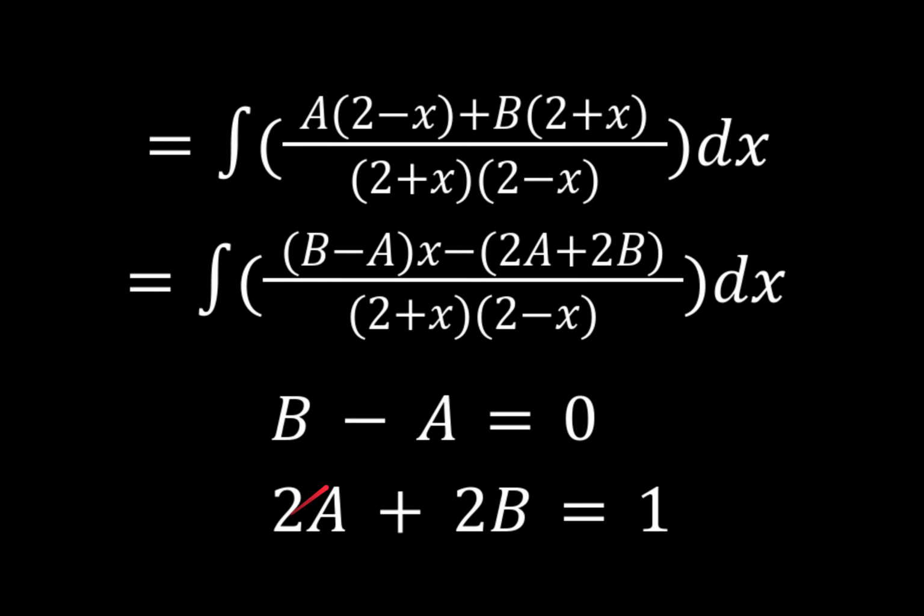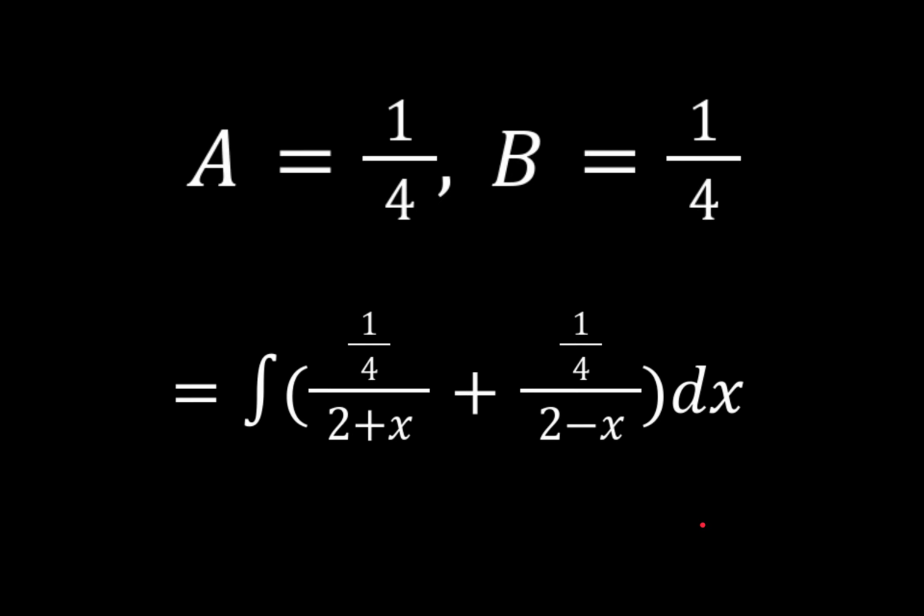You can actually check that. 1/4 minus 1/4, 0. 1/2 plus 1/2, because 1/4 times 2 is 1/2. That equals 1. So we are on the right track. Now we can substitute 1/4 for a and 1/4 for b. I'm going to write it like this. It's going to make a little bit of sense afterwards.